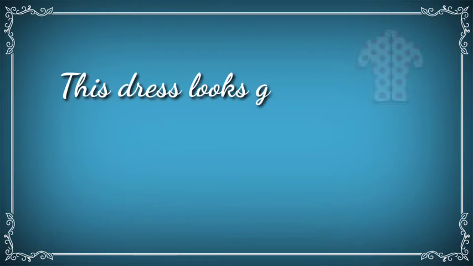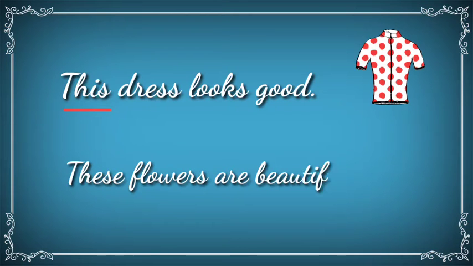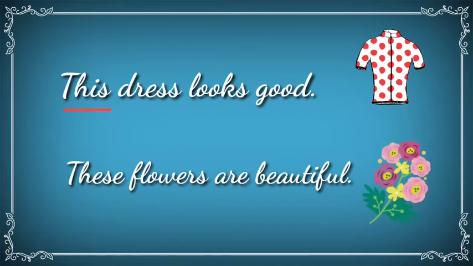Let's understand this with examples. This dress looks good. Here we are describing the dress with the word this. So this is a demonstrative adjective. And now let's take one more example. These flowers are beautiful. Here in this sentence too we are describing the flowers with the word these. So these is a demonstrative adjective.